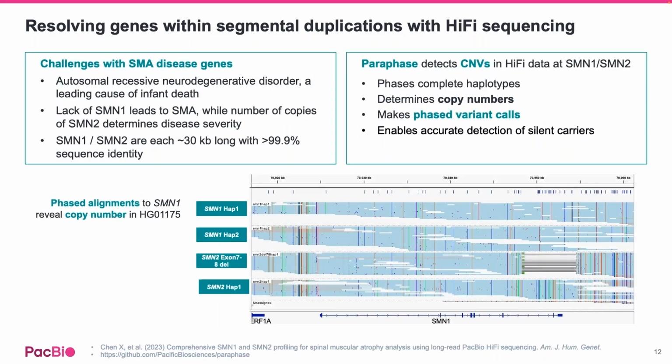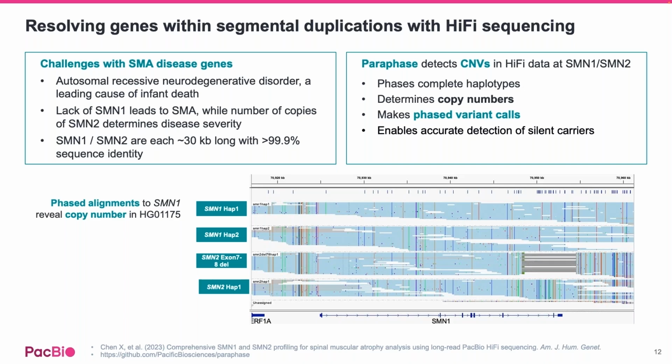So to further illustrate the performance of Paraphase, here is an example of SMN1 and SMN2, which are genes associated with spinal muscular atrophy. Lack of functional SMN1 gene will lead to SMA, and the copy number of paralog SMN2 determines the disease severity. Also, both genes are 30 kb long and about 99.9% similar. So it is a challenge to understand the situation of the two genes in a sample.